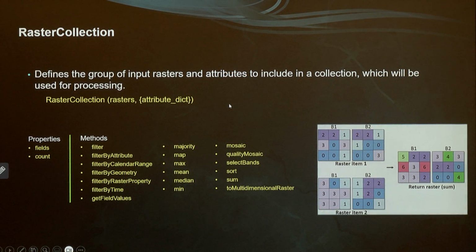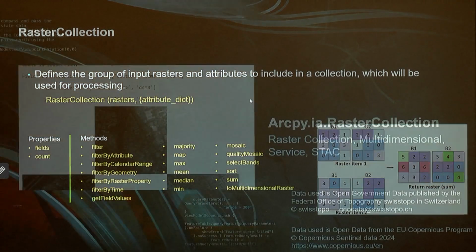Here, typical things that you do with raster collections. Here, all the filtering thing. Then here, all the more pixel by pixel statistical things that you often do to create composites. And then the different modifiers to mosaic data together, select certain bands, sort them, whatever, and convert them to a multidimensional data set in the end.